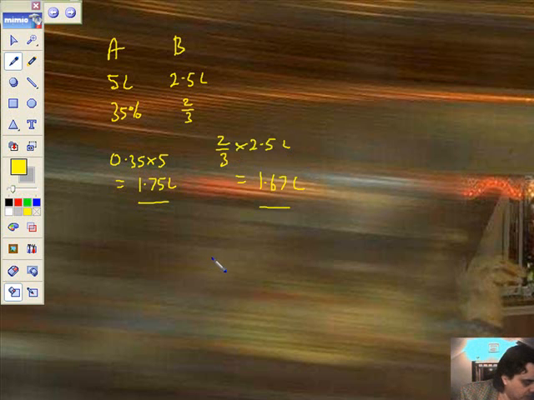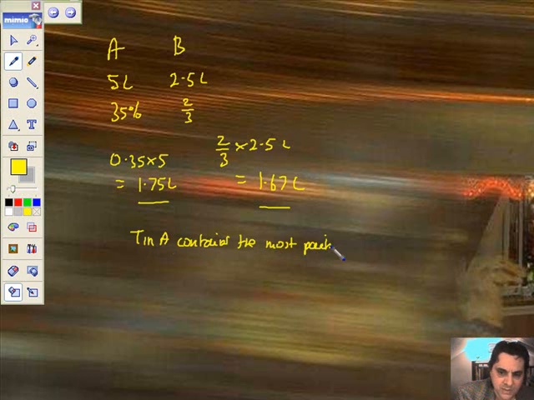So which tin contains more paint? Tin A contains the most paint. Alright, that's that one. There's a nice question. Question 6 looks quite nice.